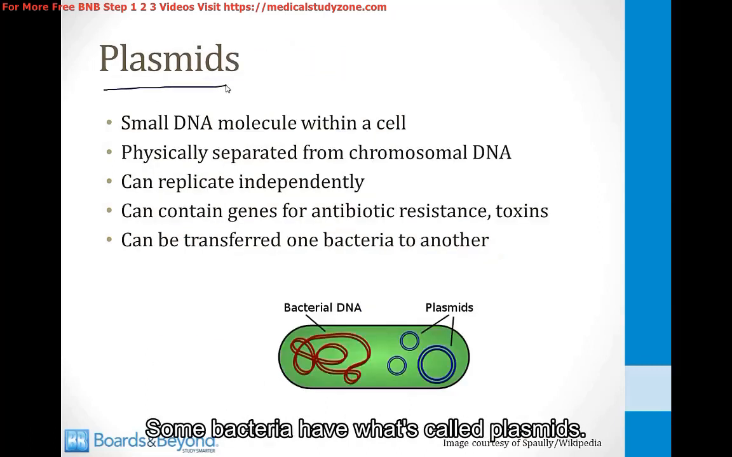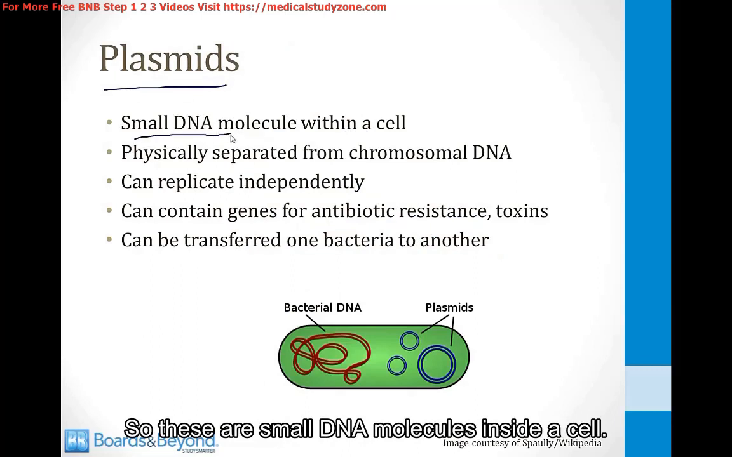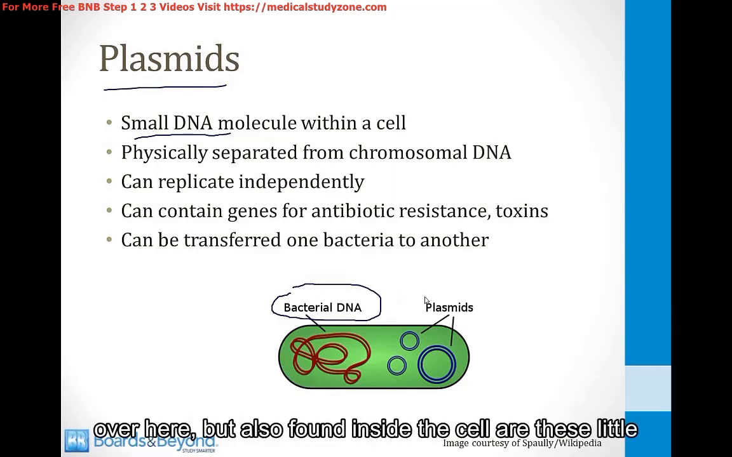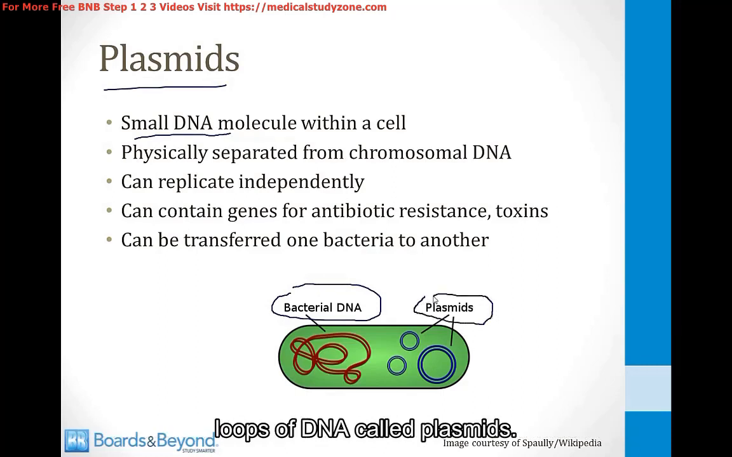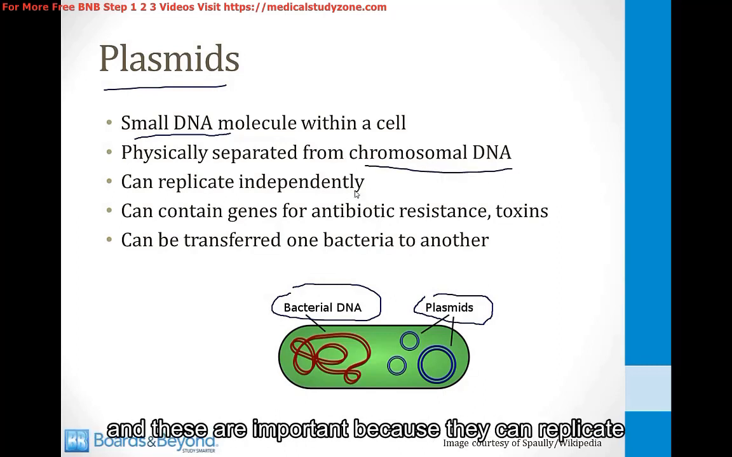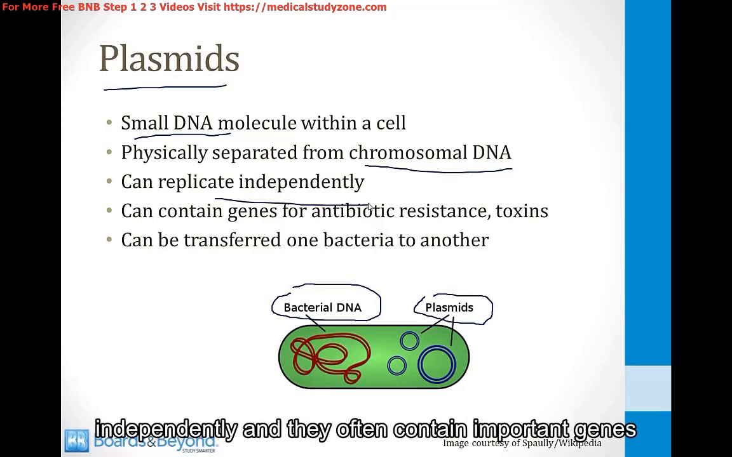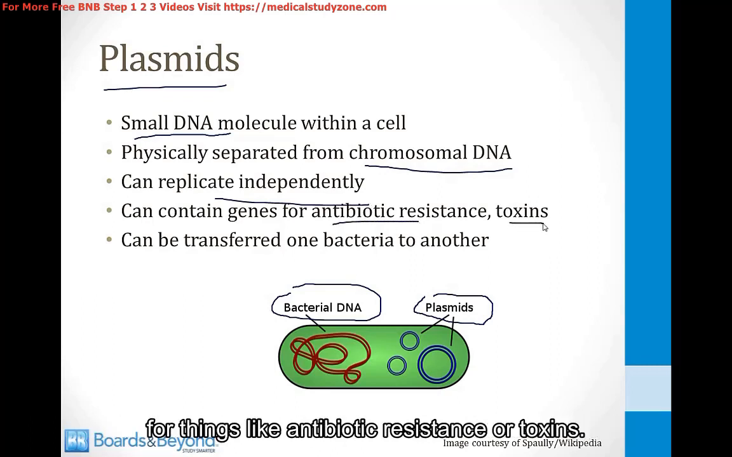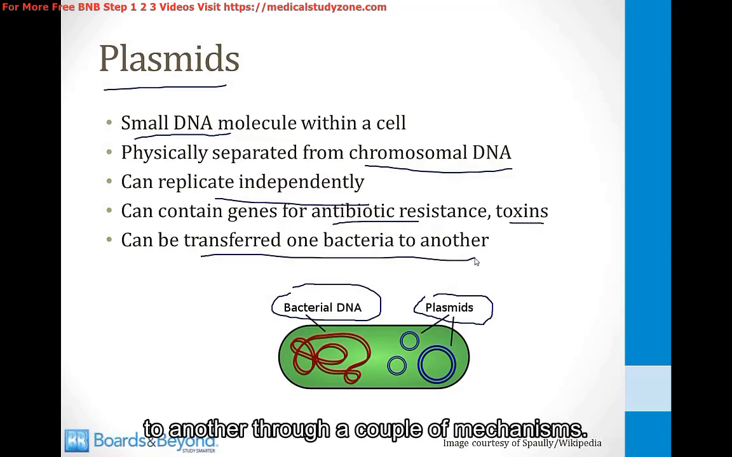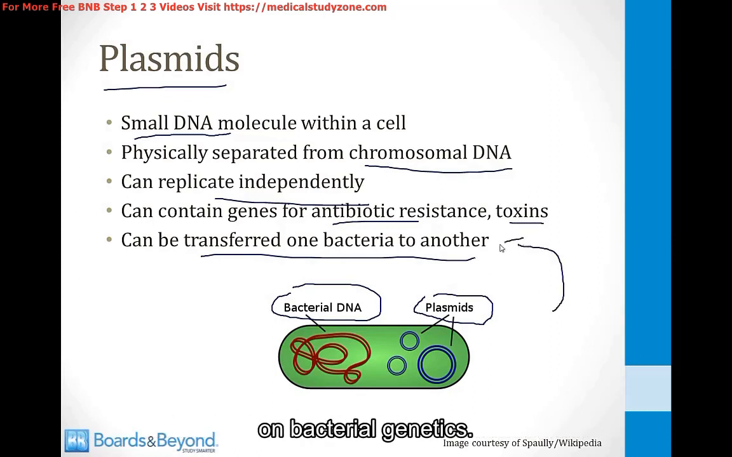Some bacteria have what's called plasmids, so these are small DNA molecules inside a cell. I've shown a picture down here with the bacterial DNA over here, but also found inside the cell are these little loops of DNA called plasmids. They're physically separated from the DNA of the bacteria, and these are important because they can replicate independently, and they often contain important genes for things like antibiotic resistance or toxins. And these plasmids can be transferred from one bacteria to another through a couple of mechanisms. And I talk more about this in the module on bacterial genetics.